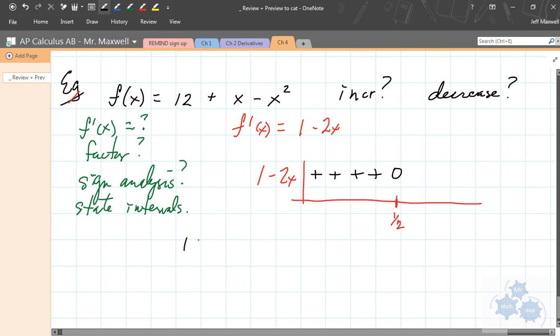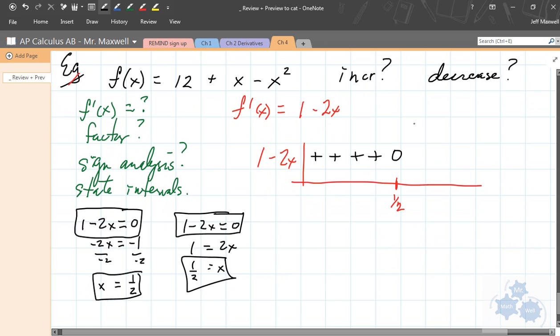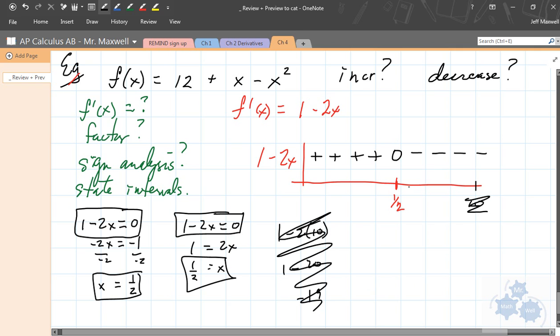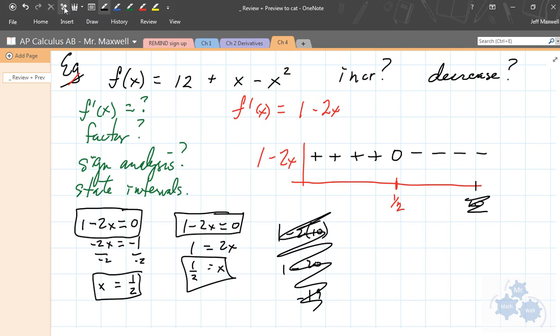Remember, 1 minus 2x, where does that equal 0? So it's positive. So it's negative on the other side if you took something like 10 over here. What's 1 minus 2 times 10? Well, it's 1 minus 20, which is negative 19. So that's going to be a negative there. Now, that's a random number I picked, just a random test. But any value that's greater than 1/2 will yield a negative answer for this.